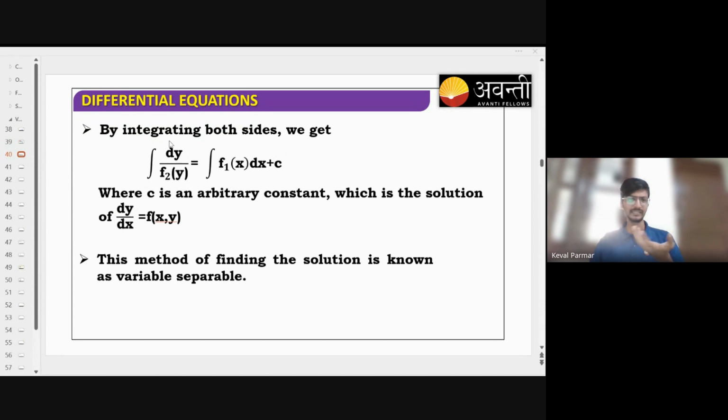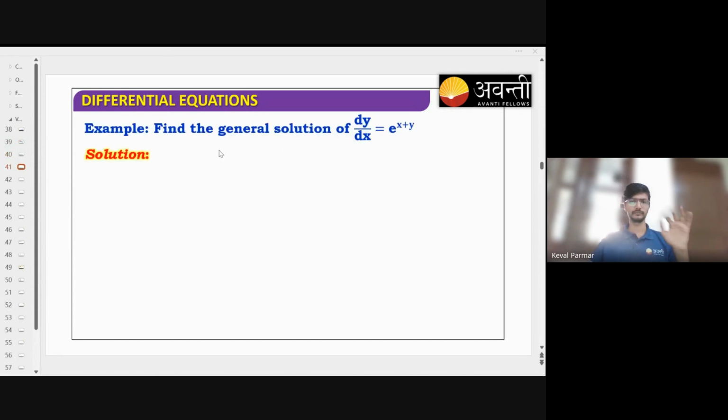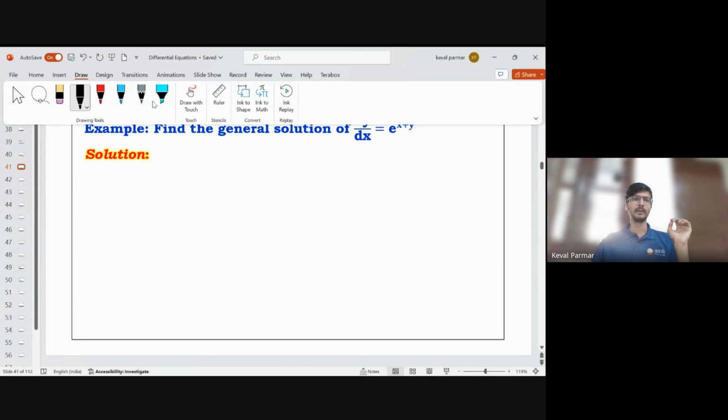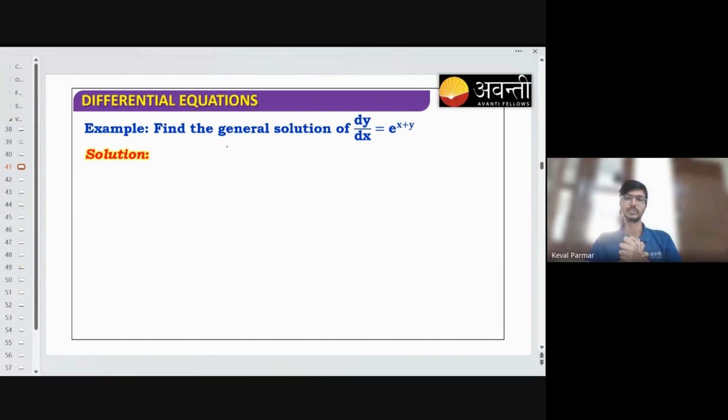Got it? The concept is very simple. You will see how we do the questions. This one: find the general solution. Now, what we have discussed: x terms with x, y terms with y. So here, as you can see, I can write the equation as dy over dx is equal to e raised to x into e raised to y, by using properties of exponents. So dy is equal to e raised to x into e raised to y dx.